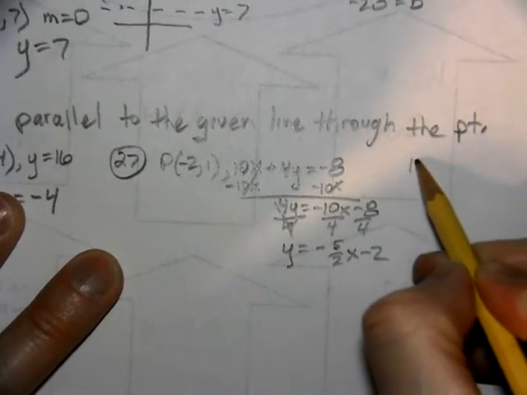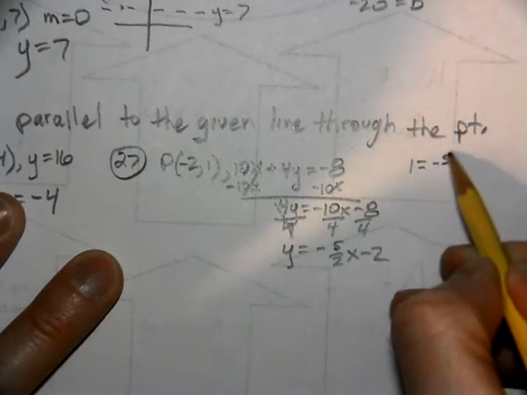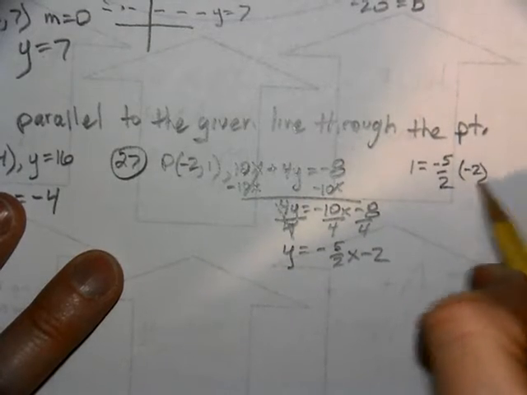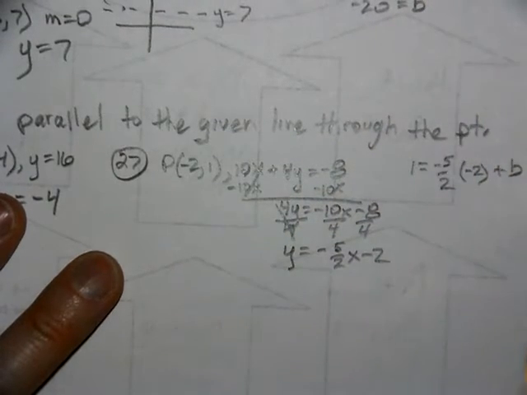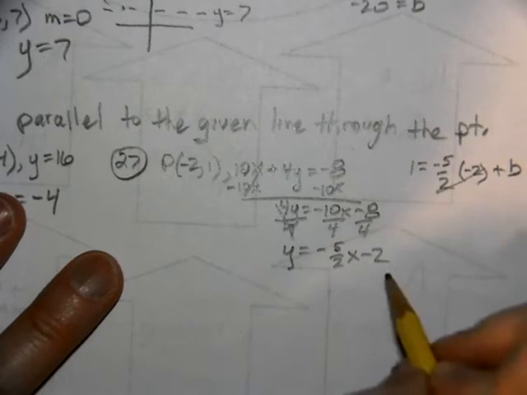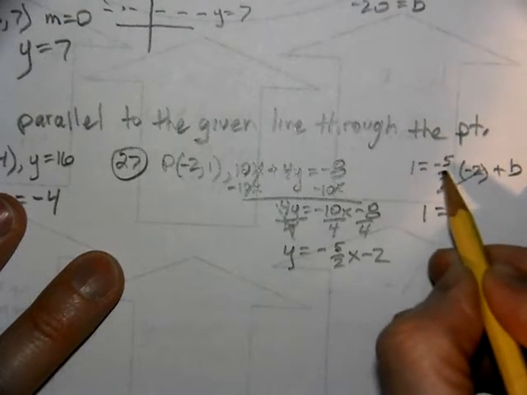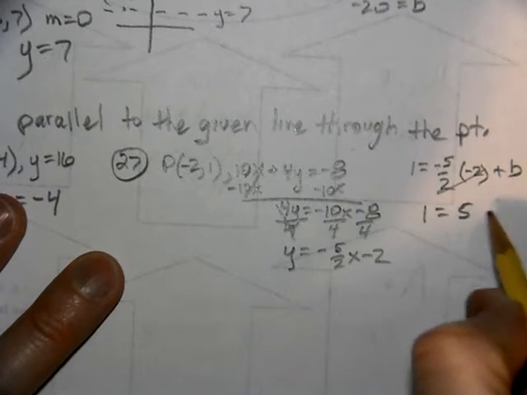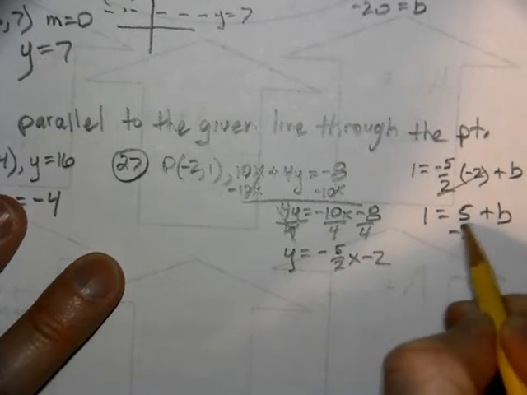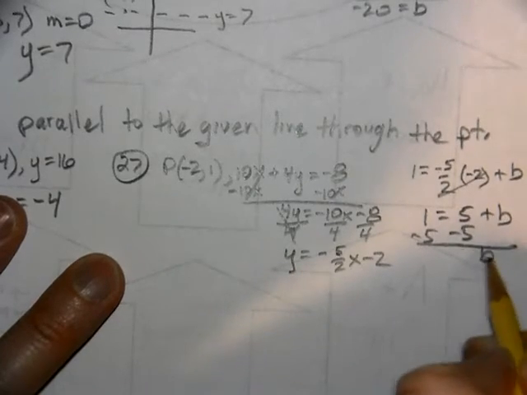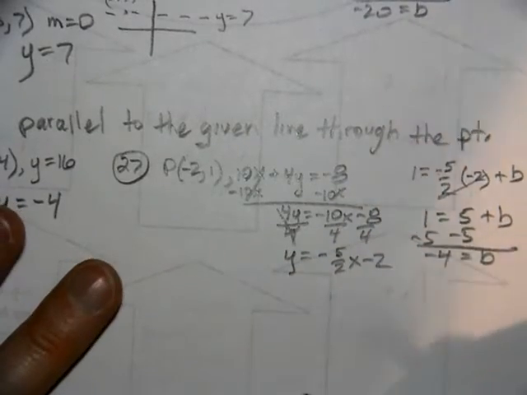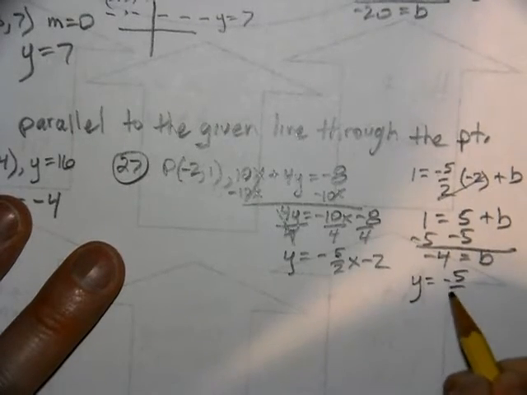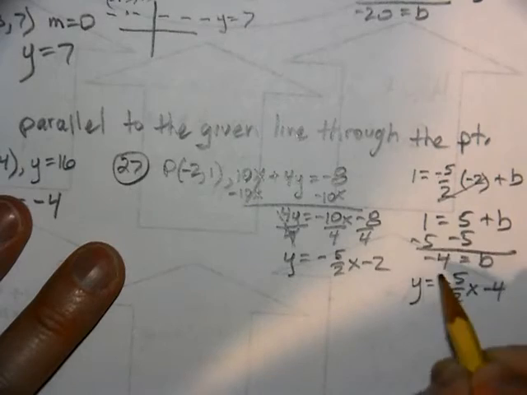So our y value is 1. Our slope to be parallel to it is negative 5 halves. The x has to be negative 2. We don't know what the y-intercept would be. Those cross out to get negative 5 times negative 1, which when you subtract the 5, you get a negative 4. So our final equation is a slope of negative 5 halves x minus 4.